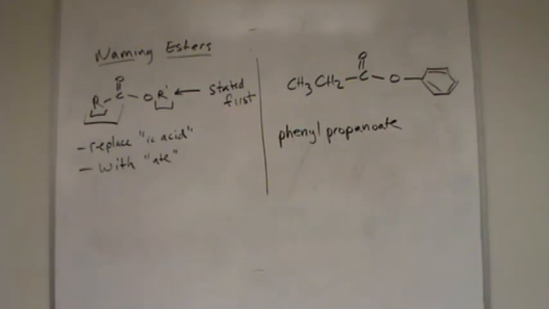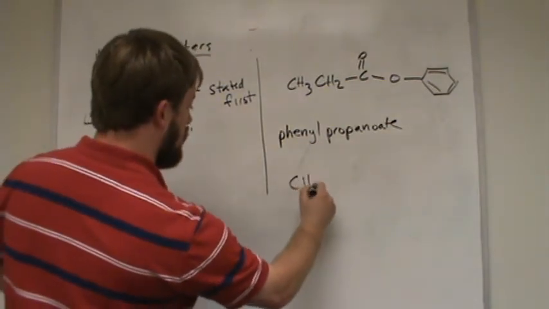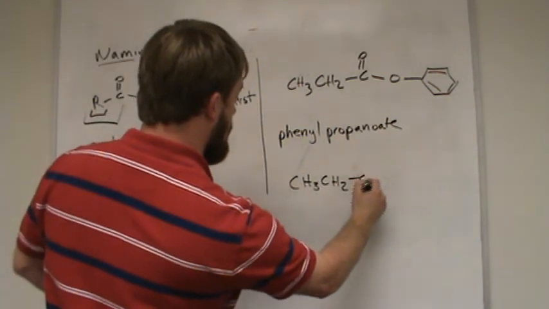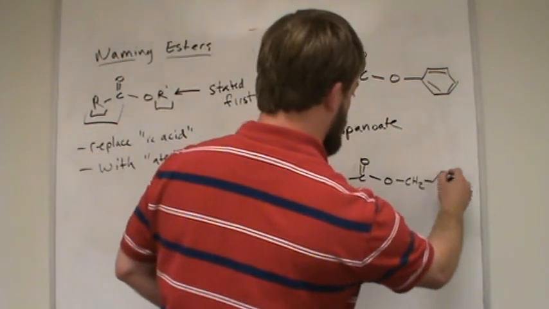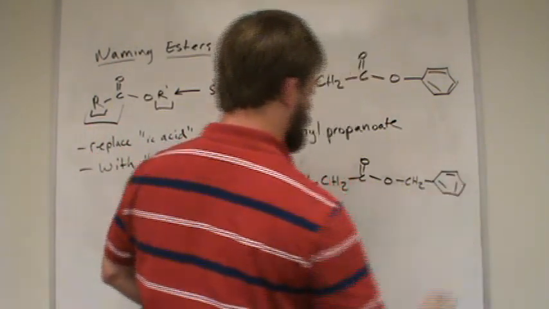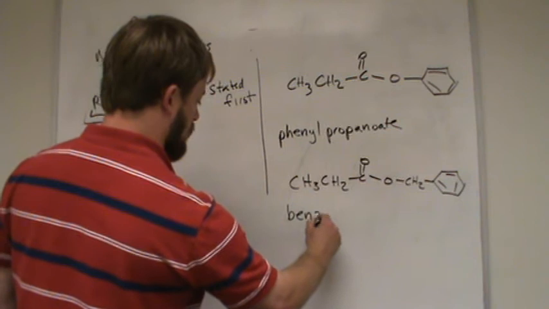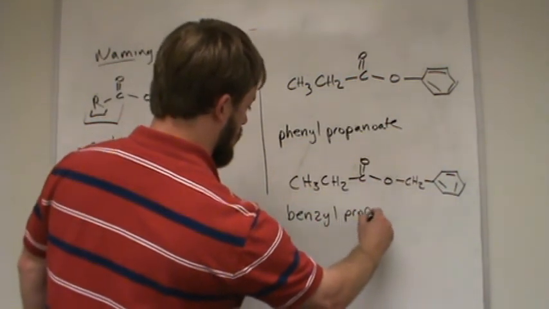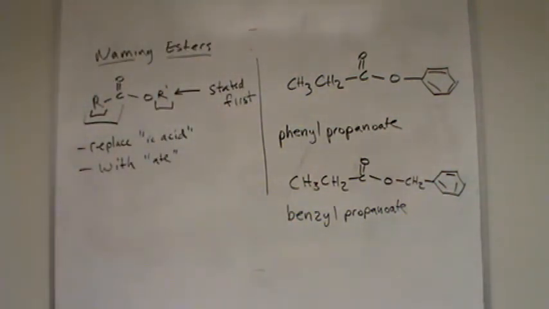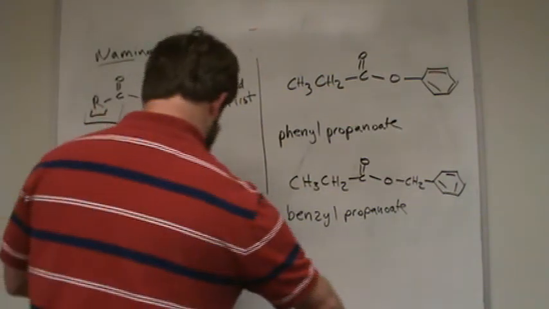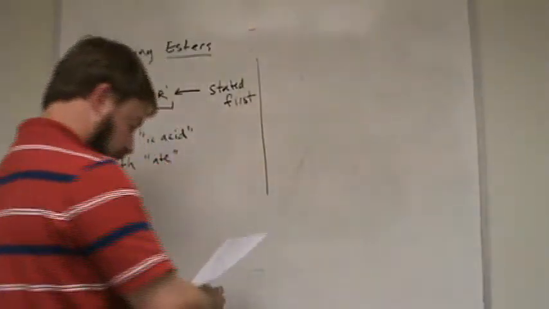Okay. Now keep in mind here the difference between phenyl and benzyl. So if there's a CH2, it's not phenyl, it's benzyl. So this compound would be named benzyl propanoate. Alright. Let's do one more.